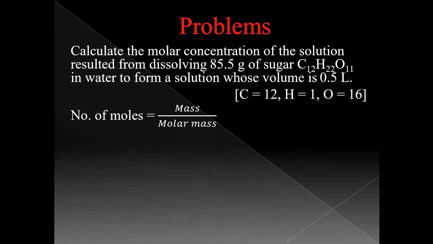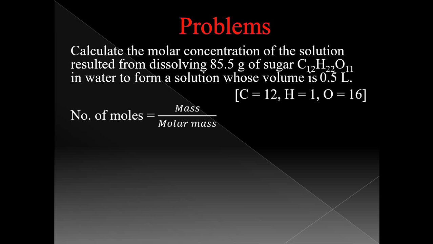Calculate the molar concentration of the solution resulted from dissolving 85.5 grams of sugar in water to form a solution whose volume is 0.5 liter. So we're asked to calculate the molar concentration. We have the mass of sugar and we have the volume of the solution. Now we know that the molarity can be calculated by dividing the number of moles of solute over the volume of the solution. Okay, but here we don't have the number of moles. So let's remember in unit 2 we've learned that the number of moles can be easily calculated by dividing the mass over the molar mass.